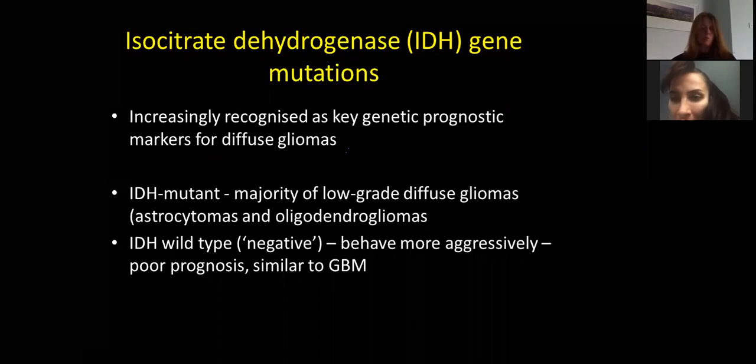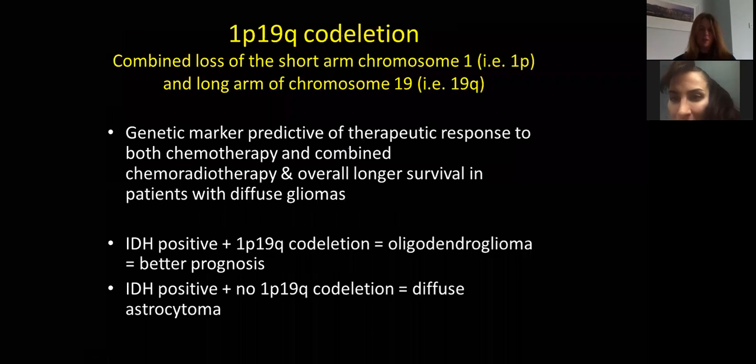And then there's this wild type, IDH. And so if you don't have IDH, you are likely to do worse. So because they behave much more aggressively, worse prognosis, and they're much more similar to GBMs. So that's IDH. The other thing that you probably should know about is 1p19q.